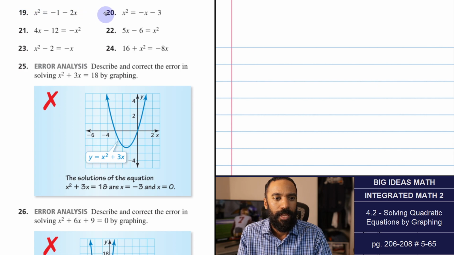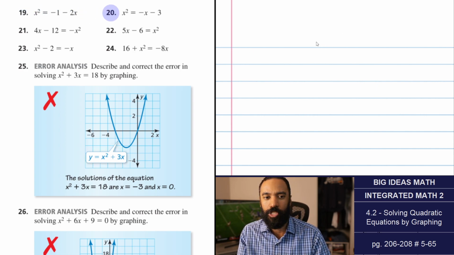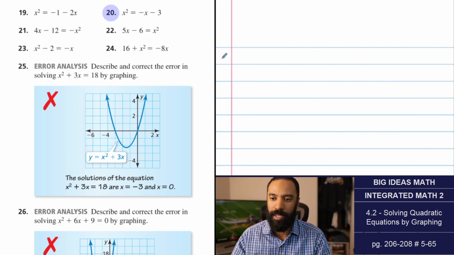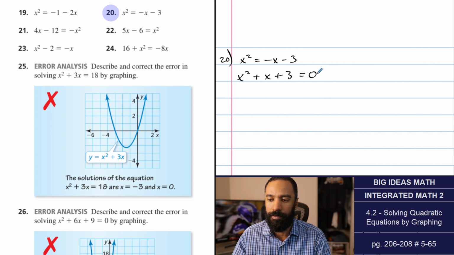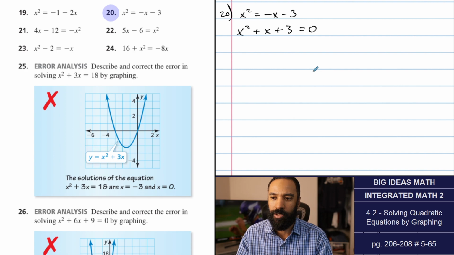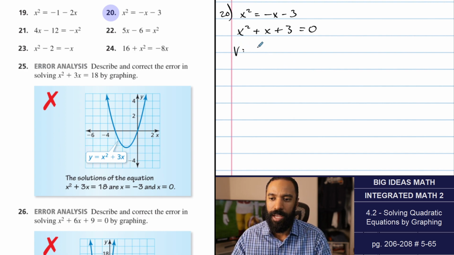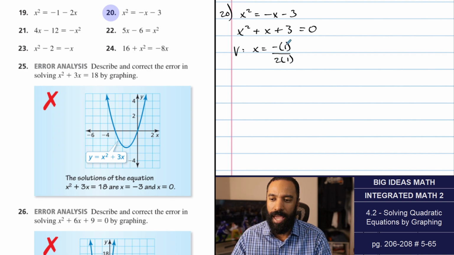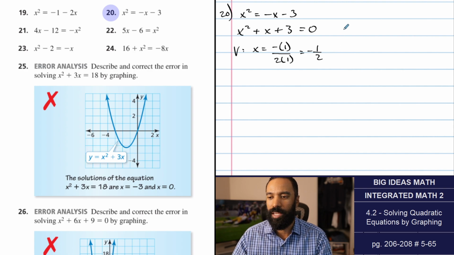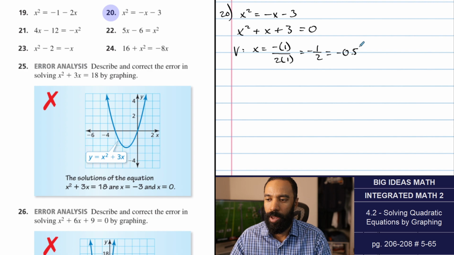Okay. Number 20. X squared equals negative x minus 3. Let's go ahead and add these things over. We will get x squared plus x plus 3 equals 0. And let's find the vertex. Looks like it'll be a fraction for the x value. X is negative b over 2a. b is 1, a is 1. That's negative 1/2, which is also negative 0.5. I'll write it like that.